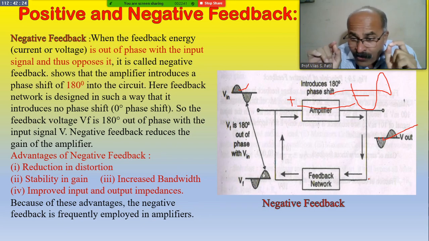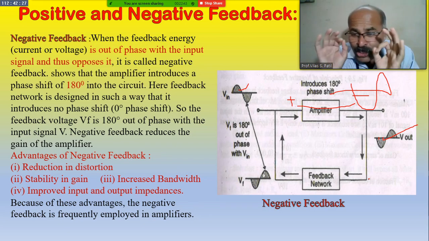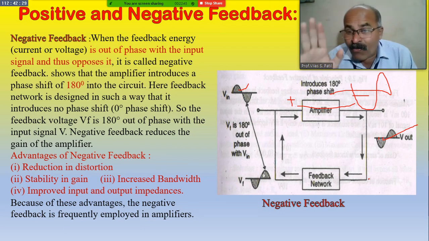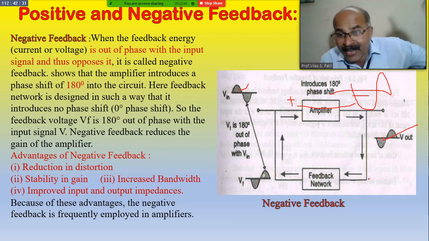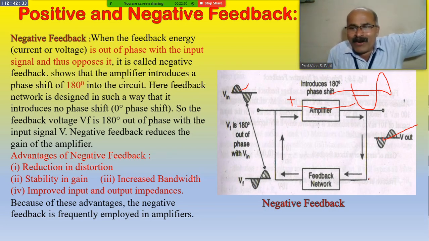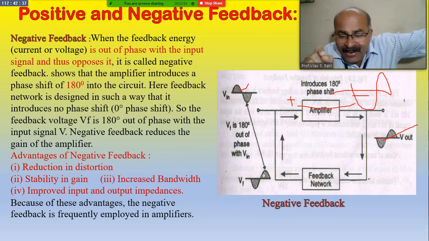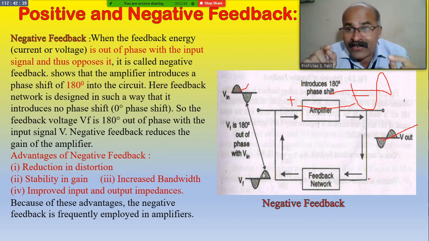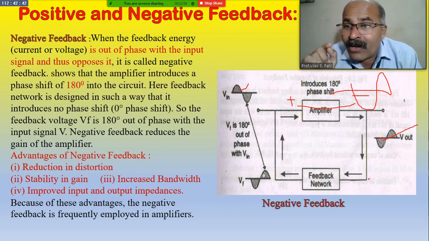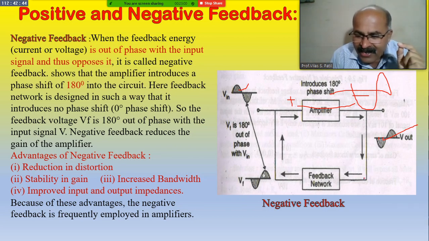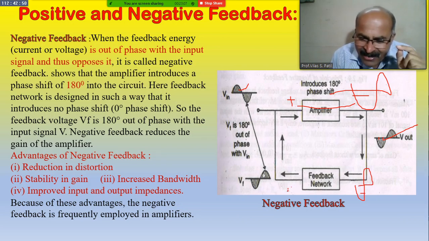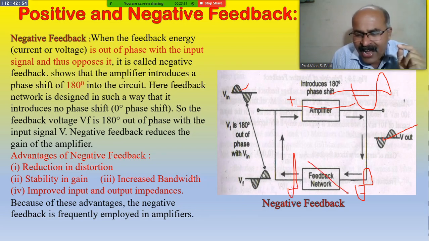Here the feedback network does not insert the phase shift of 180 degree, like in positive feedback circuit. Means that here is the negative half cycle and its output will remain as it is. Remain as it is. इथं सुद्धा निगेटिव्ह होतं. हे कसल्याही प्रकारचं काय करत नाही?